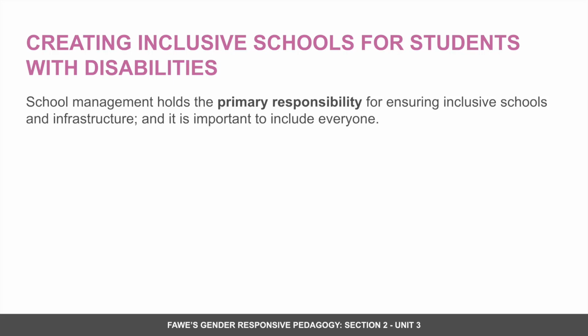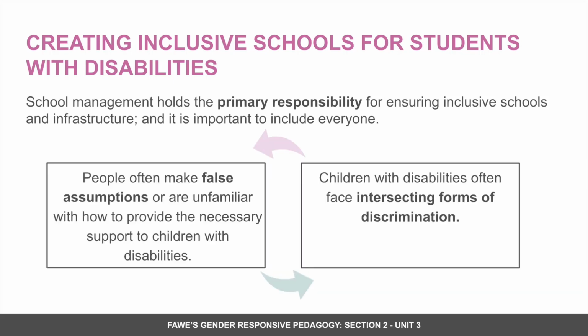Children with disabilities often face intersecting forms of discrimination. For example, girls with disabilities face both gender discrimination and discrimination due to their disability. These students are even more vulnerable to bullying, harassment, and abuse. A proactive school management and leadership is key in the establishment of an inclusive school.